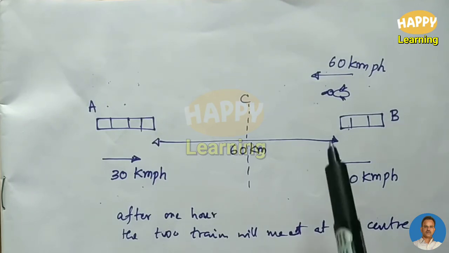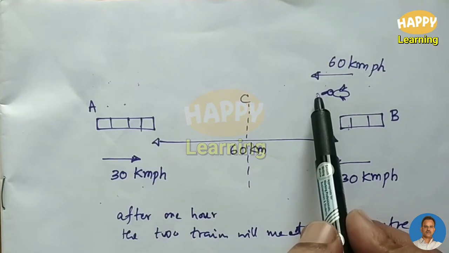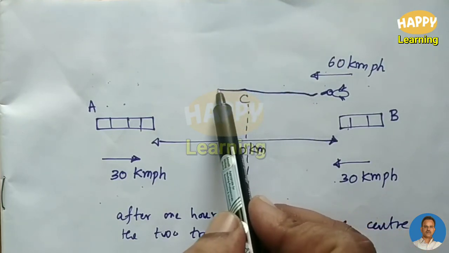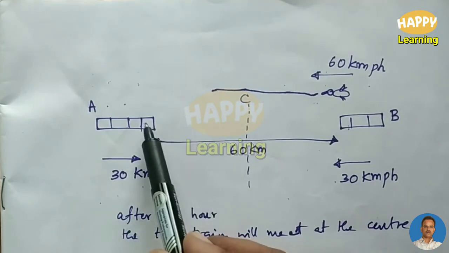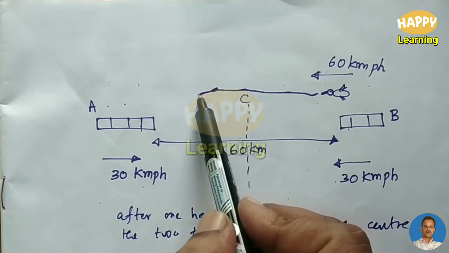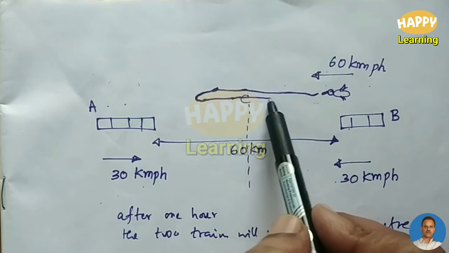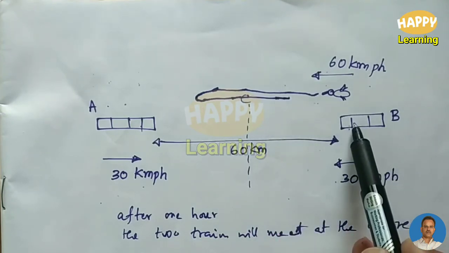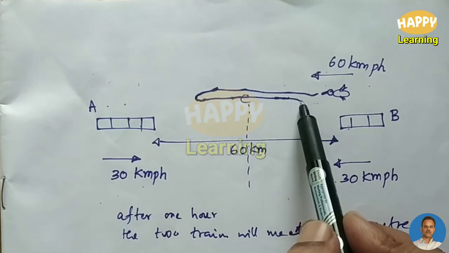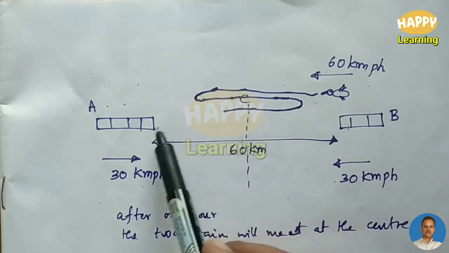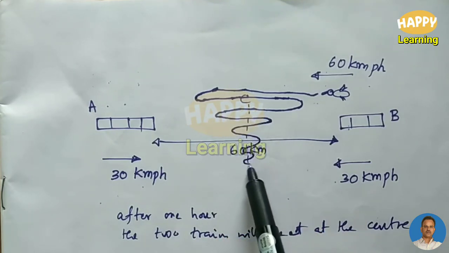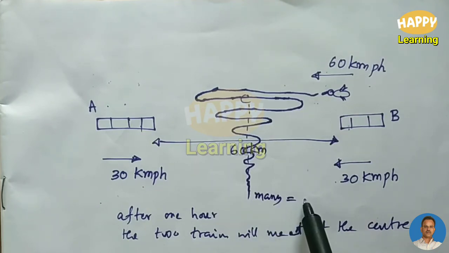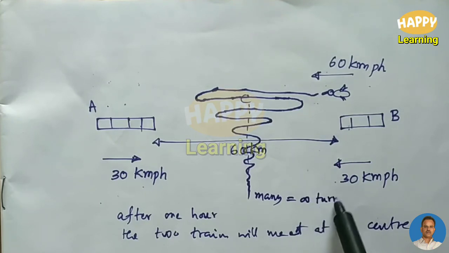Now, this bird starts from this train and moves towards the other train. Meanwhile, this train might have come a bit towards the bird. So when it reaches, the bird takes a return journey and moves towards this train. By that time, this train might have reached this point. So now the bird takes a backward direction. Now this train is somewhere here. Like that, it oscillates and it takes many turns. In fact, it is infinite turns.